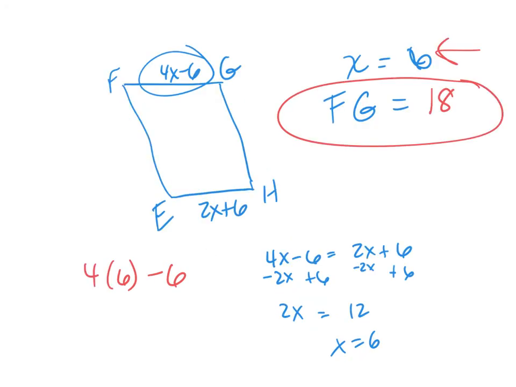So here I know the two sides are equal. I make the two equal to each other. I find that x equals 6 right here, and then I plug it into FG to find FG, and that would be 18.